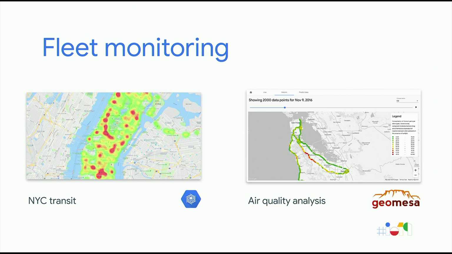So we're going to take a look at 2 examples here. It's examples of fleet monitoring I've had a chance to work with that I think are pretty cool. The first, we're going to use the standard BigTable API, and then the other, we'll use the open source GeoMesa API.